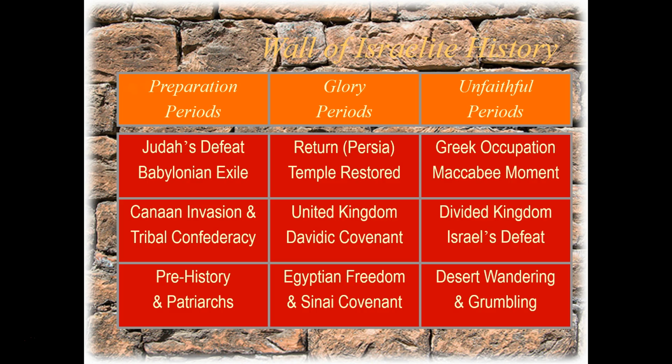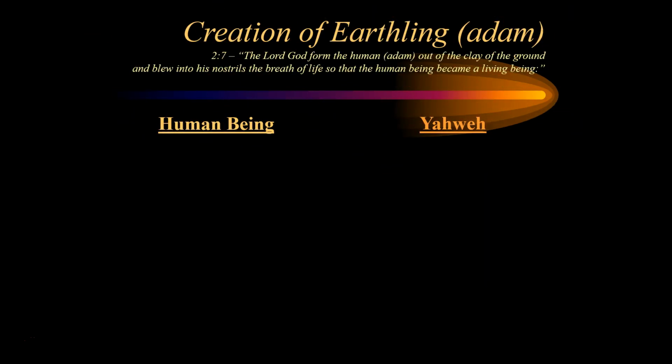So, with that in mind, let's move to unpacking this story, and let's focus first on one key verse, chapter 2, verse 7. The Lord God formed the human, Adam is the word there, out of clay of the earth, of the ground, and blew into his nostrils the breath of life, so that that human being became a living being.